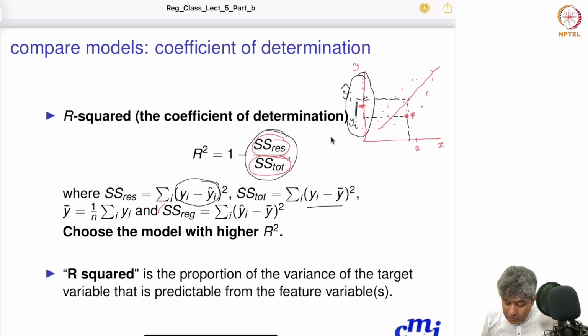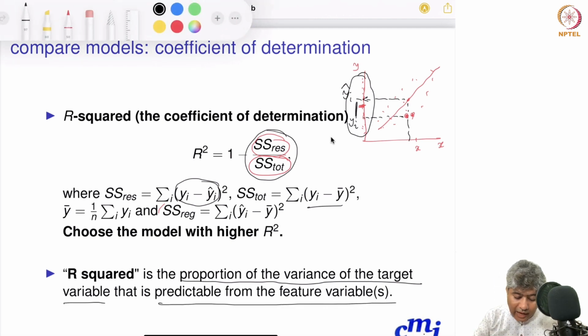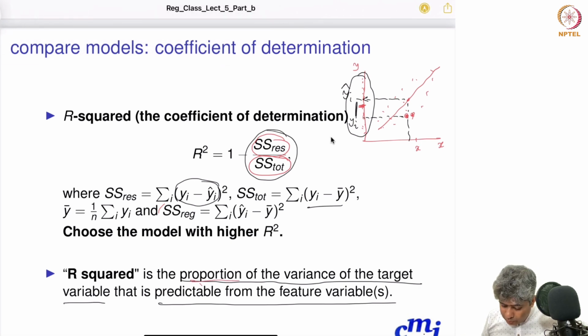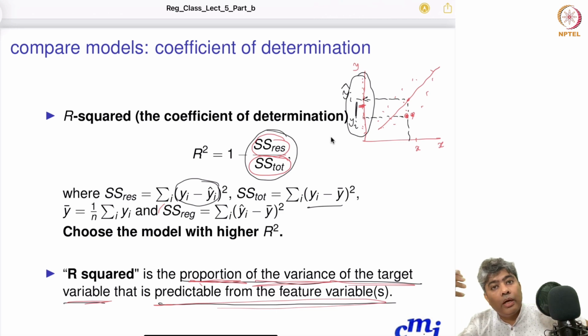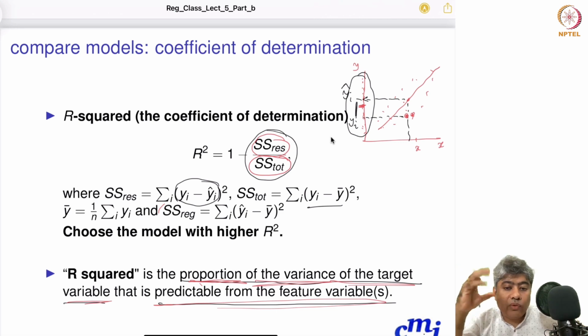Now, R square is the proportion of the variance of the target variable that is predictable from the feature variables. So that is an extremely important concept. R square is the proportion of the variance of the target variable that is predictable from the feature variables. That is the concept that R square is trying to capture.